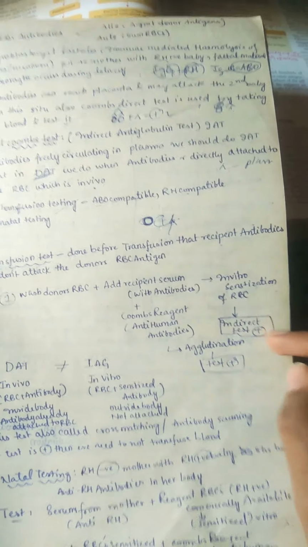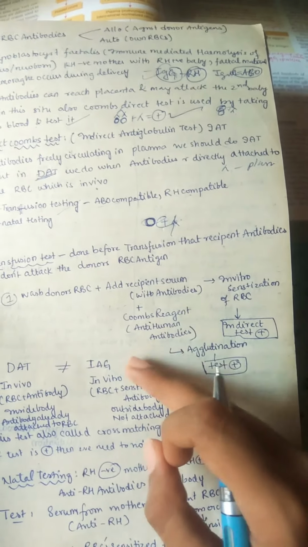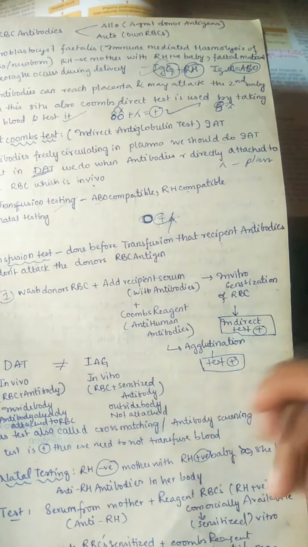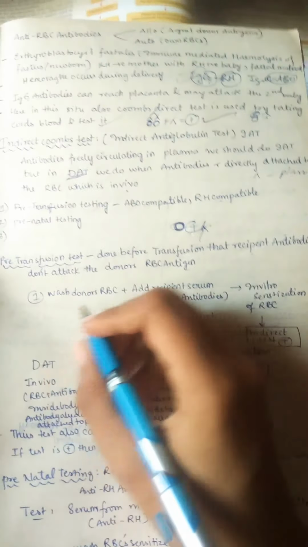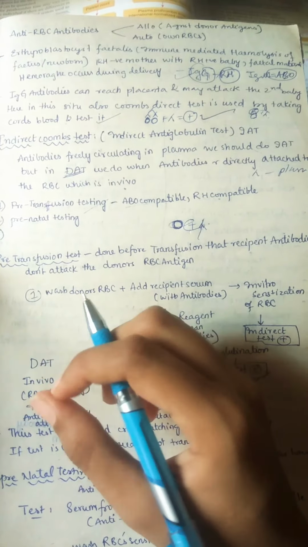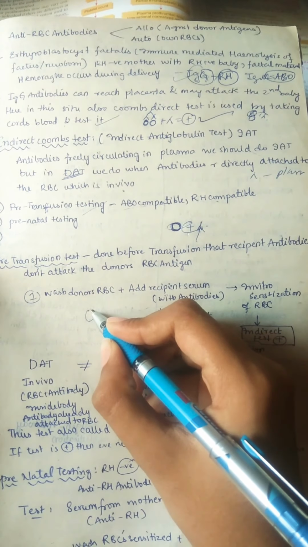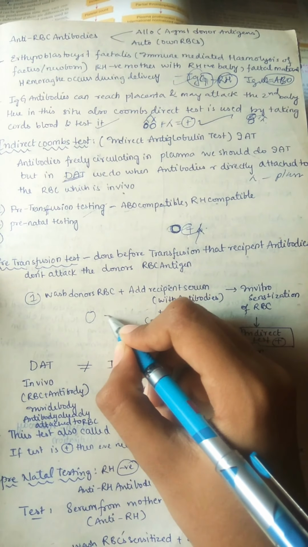That is nothing but the indirect test. Coombs reagent, that is anti-human antibodies, is added and agglutination is seen, so the test is positive. So what we are doing, first we need to take the donor's RBC. We need to wash the donor RBC and add the serum with antibodies.